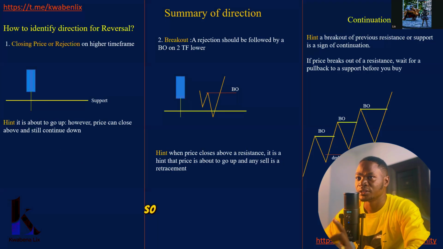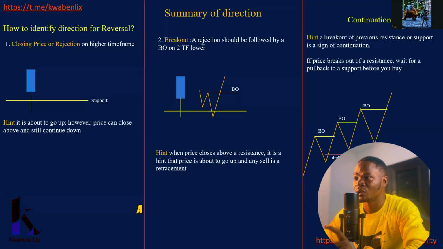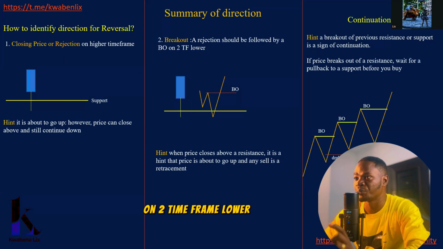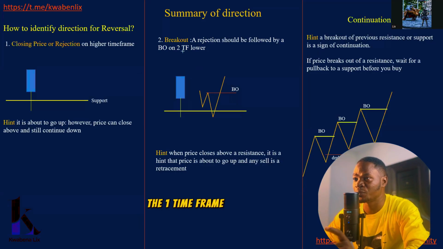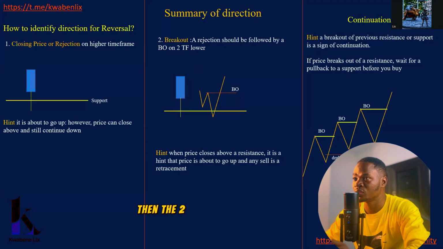So the second point: the rejection should lead to a lower time frame breakout. A rejection should be followed by a breakout on 2 time frames lower. Some SNL traders will use 1 time frame lower. The 1 time frame lower is more accurate than 2 time frames lower. Just, 2 time frames lower allows you to enter early.